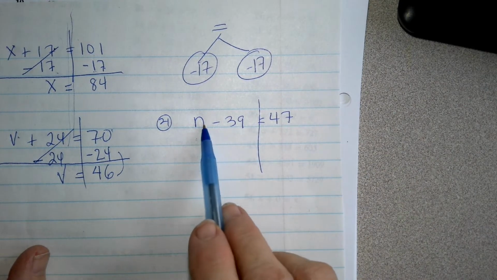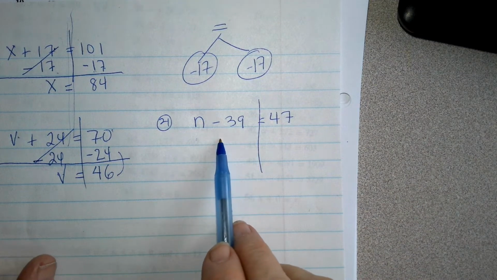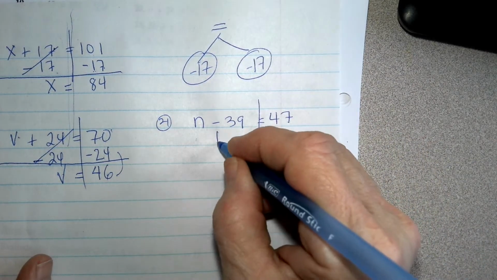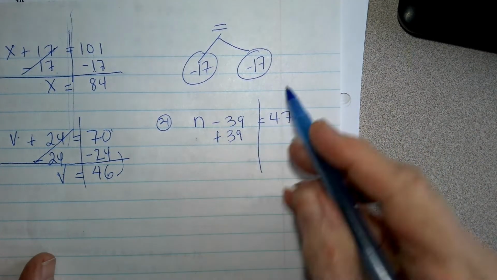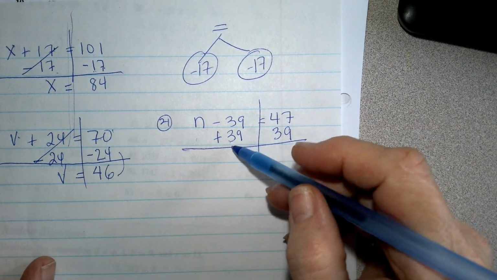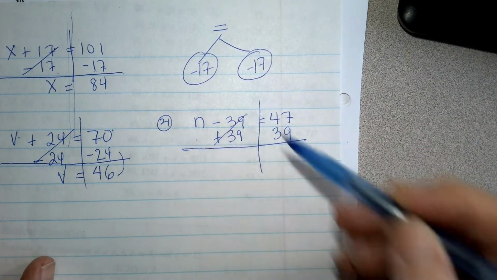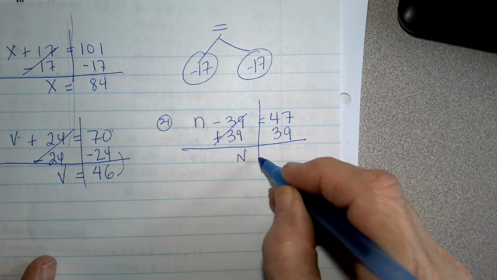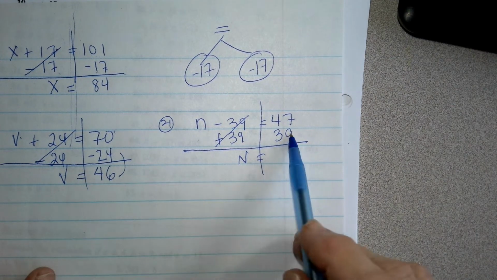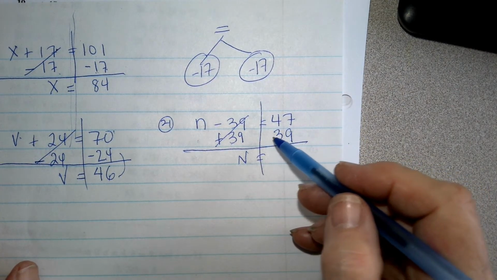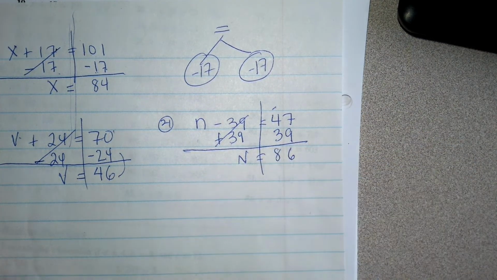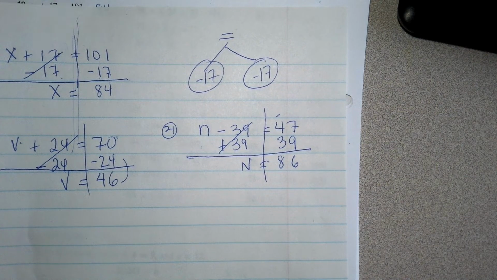And then I want to get rid of this minus 39. What's the opposite of a minus 39? Is a plus 39. And what I do to one side, I do to the other. Okay. And so plus 39 minus 39 cancels off. And I've just got my n. And again, this cannot be done mentally. You have to show the algebraic steps. And so this is going to be 16. And the n is equal to 86.